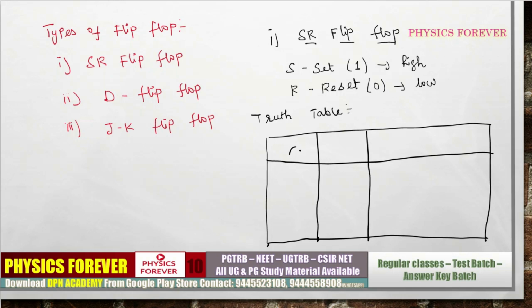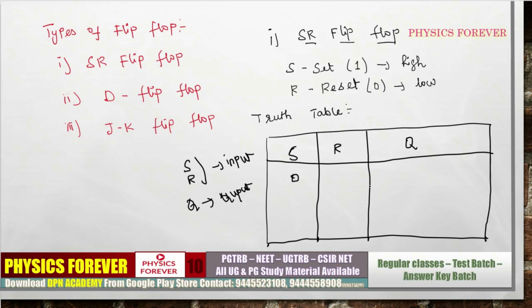So here, Q is the output. There should be 2 inputs, one is S and the other is R. These are all the inputs. Then Q is the output. Okay, input and output.